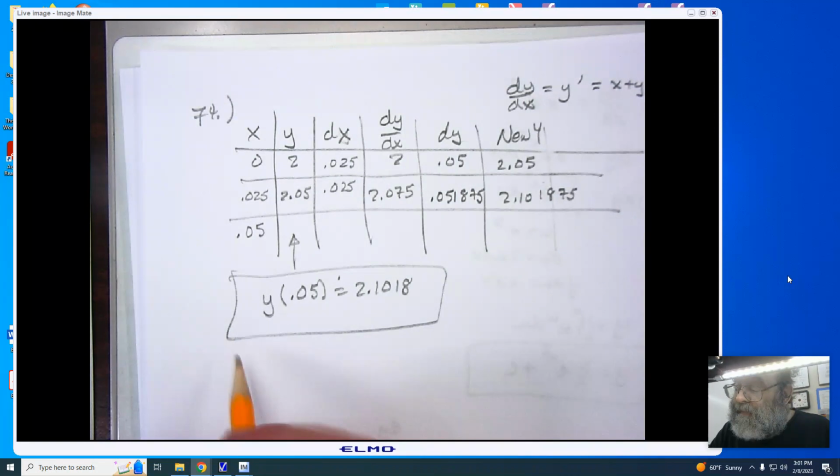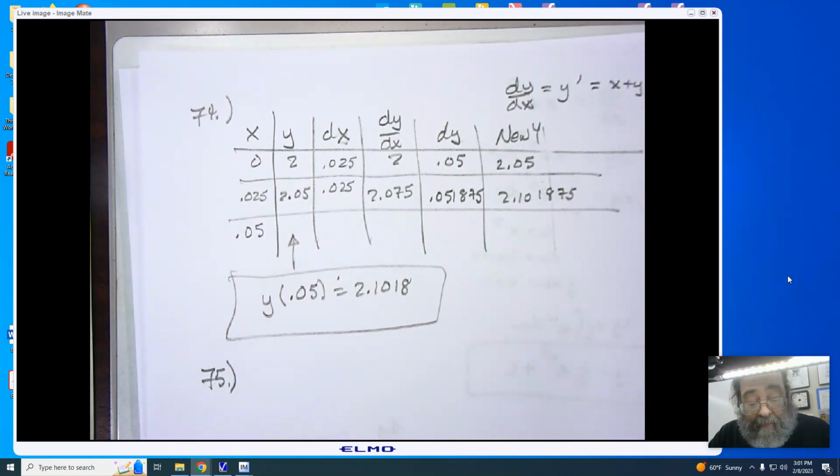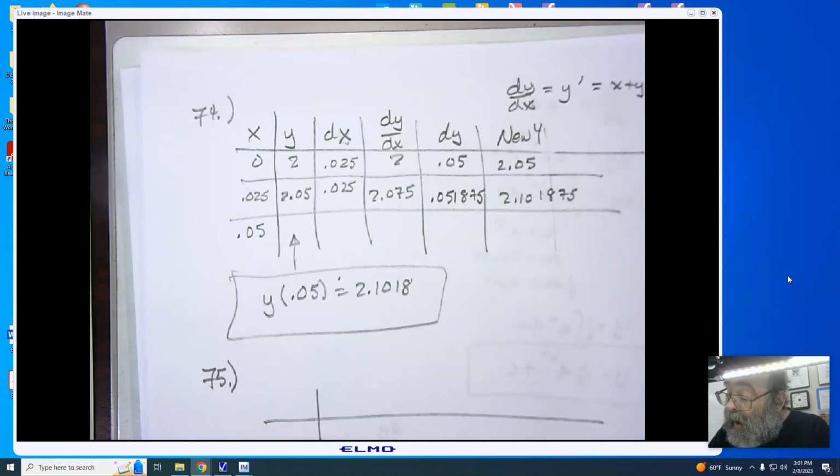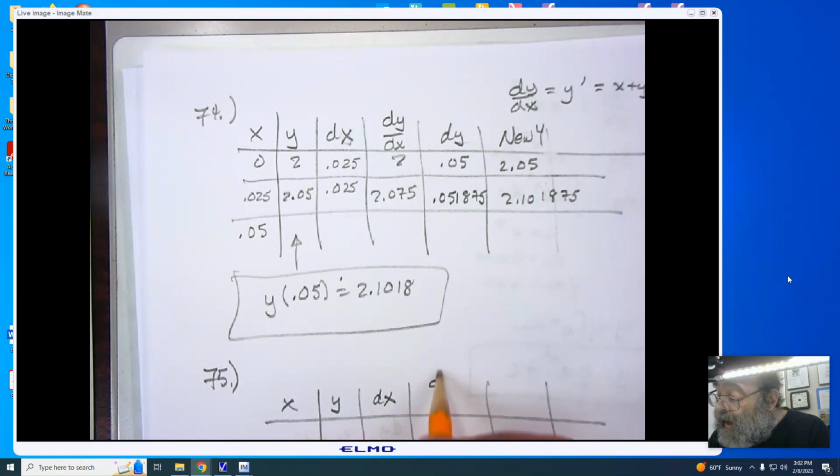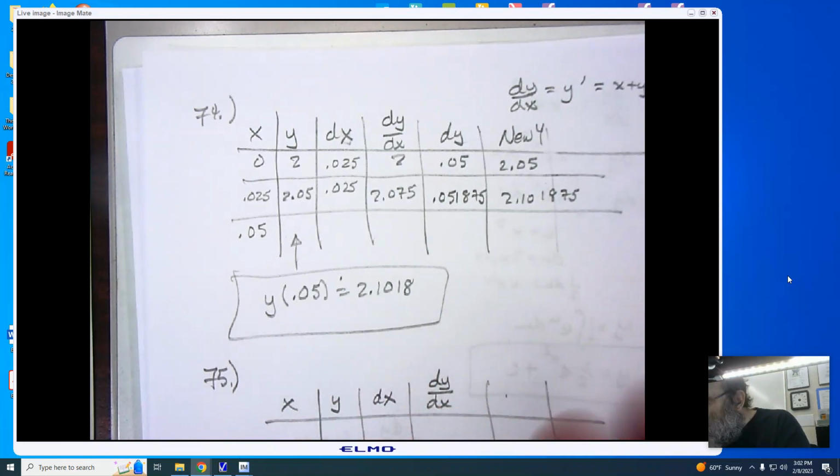Next one, number 75. This is my last one that I'm going to do, Hornets. I believe that with this work, you should be able to do all of the other problems. If not, I recommend you come in and ask me questions during lunch or after school when I'm not in meetings. We don't need that. Let's put our dy in and new y.